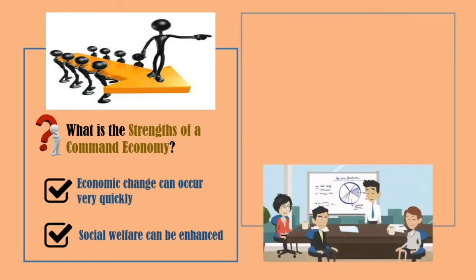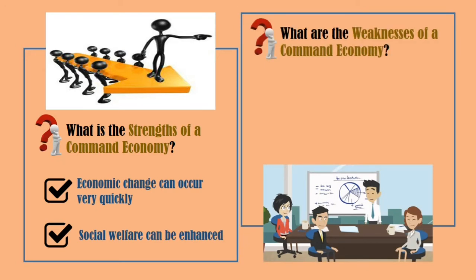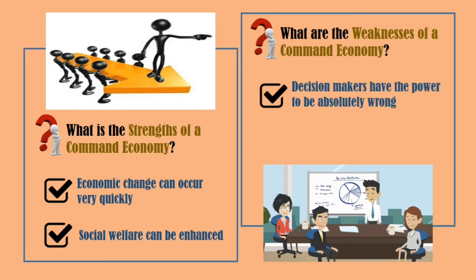On the other hand, this command economy has its own weaknesses also. One is, decision makers may have that power to be absolutely wrong. It does not necessarily mean that if they are the central planning agency, the decisions that they make there are absolutely right. There might be chances where they can be wrong also.